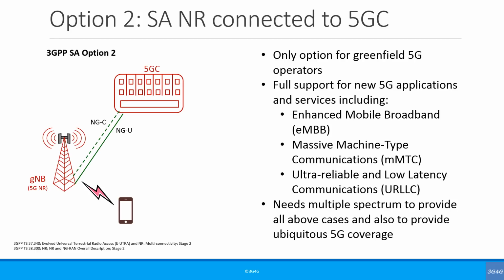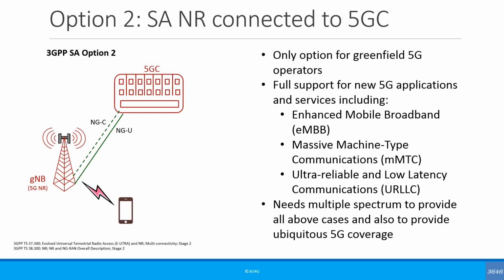Option 2 is where the 5G new radio or the gNodeB connects to 5G core. This for 5G is similar to what option 1 is for LTE. So in 5 years time, most of the 5G deployments would be this way. This kind of deployment allows an operator to take full advantage of the 5G system.